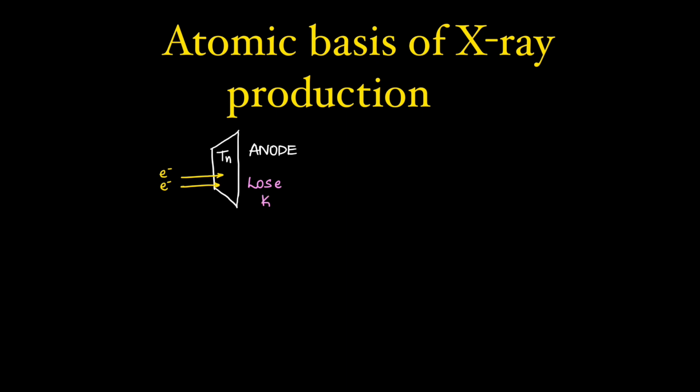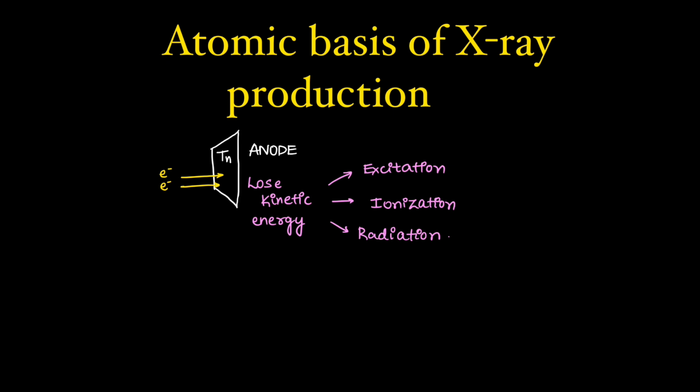When electrons with kinetic energy bombard the anode, they lose their kinetic energy in three ways. One is excitation, ionization and radiation. Any of these three methods can occur at the level of the anode. We'll see individually what excitation, ionization and radiation mean.